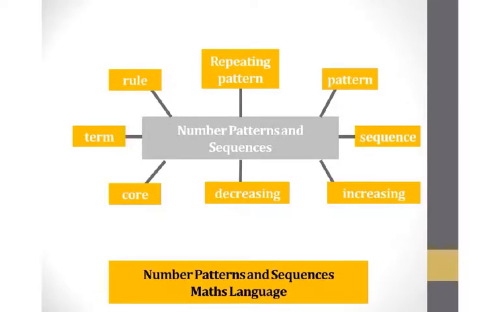Okay, so maybe you might have some of these words written down, or you may have thought about them in your head. So I'm going to read through our maths vocabulary or our maths language for number patterns and sequences, and we will go through this vocabulary as we move through the chapter. So we have repeating pattern, pattern, sequence, increasing, decreasing, core, term, and rule. Now, core, term, and rule may be new to you for this topic. So we will go through these words in the next few slides.